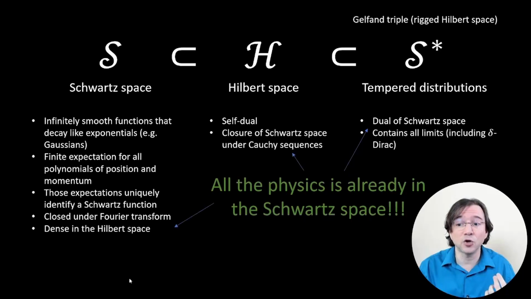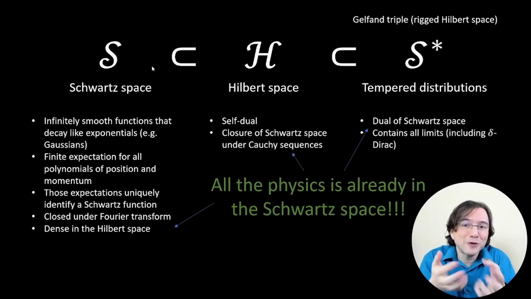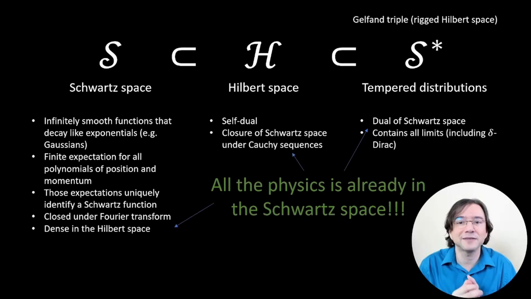The Schwartz space is also closed under a Fourier transform. In fact, it's so special, it has such an intimate connection with the Fourier transform, which is what we use for going from position to momentum representation, that the theory of Hilbert spaces and the theory of tempered distributions, which is where the Delta-Dirac lives, are defined starting from the Schwartz space. So the Schwartz spaces are the test functions, really the things on which everything else is defined.